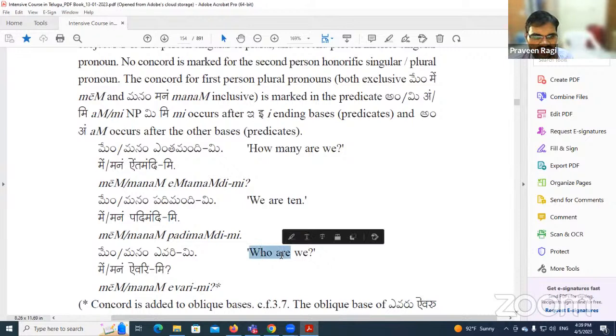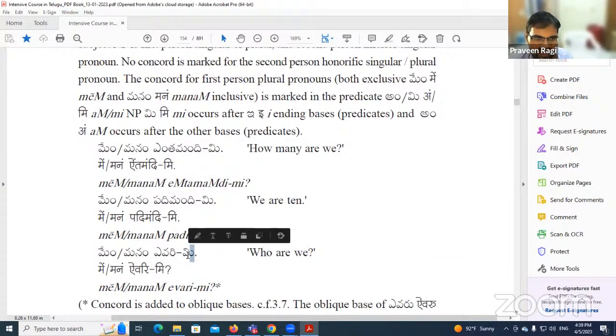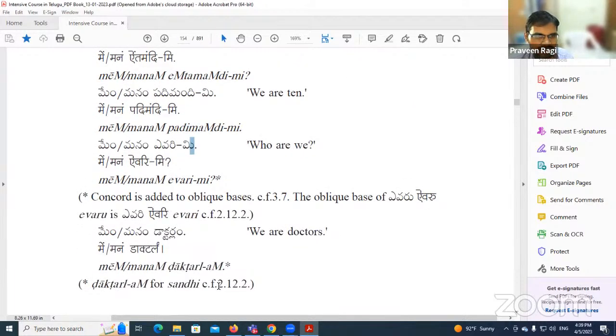Similarly, who are we? Mem evarimi. So, who are you means meeru evaru. But when we add we, like who are we, we need to add the me suffix. Memu evaru is okay, but this is the proper translation: Memu evarimi. Manam evaru, manam evarimi, yeah, it's also fine. So when you're telling someone, who are we, you have to say Manam evarimi, mem evarimi, like that.